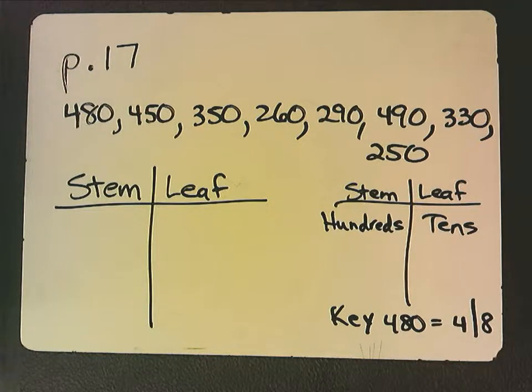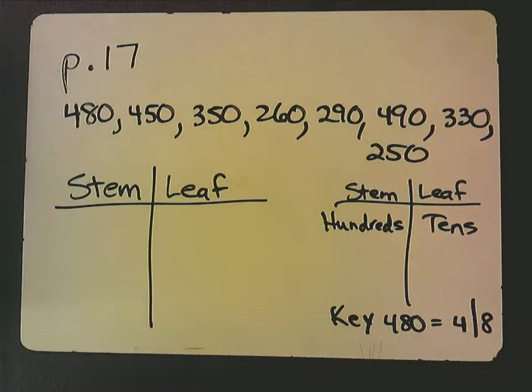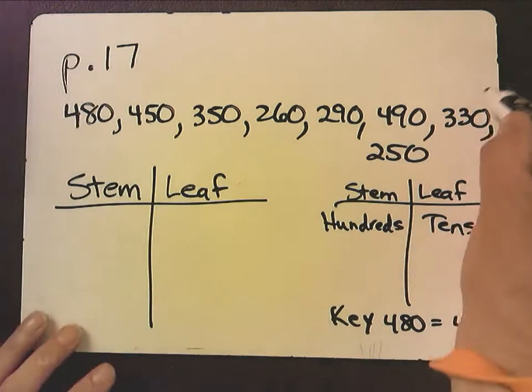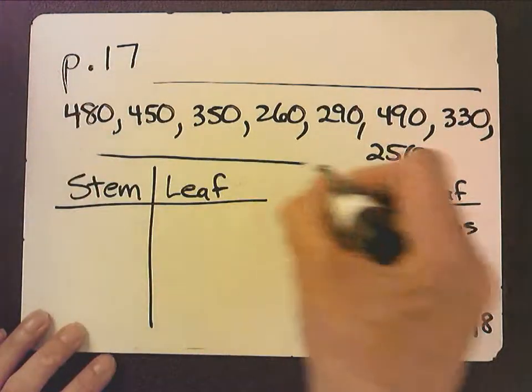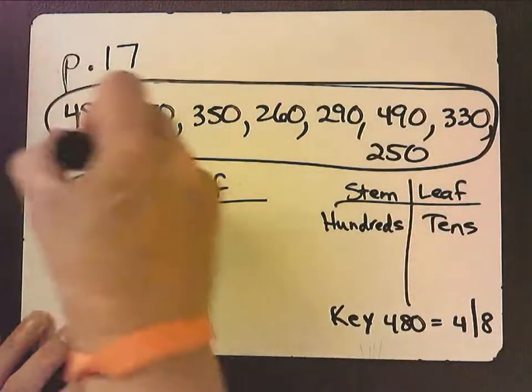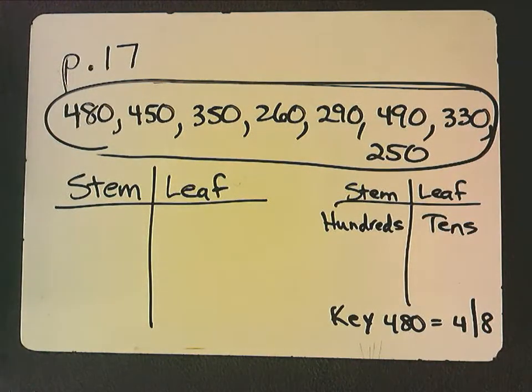Okay, if you turn to page 17 in your packets, I will teach you how to construct a stem and leaf plot. Now again, a stem and leaf plot is a way of displaying data. If you see data just displayed like this, it's not very meaningful. It's not obvious what the range is, what the median is, what the mean is, etc.